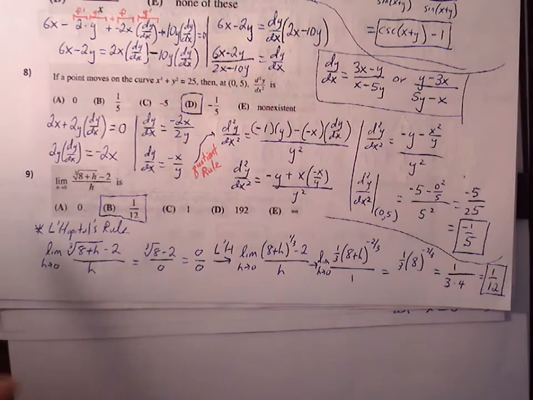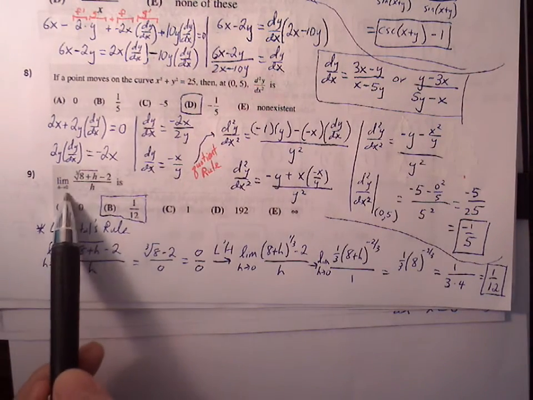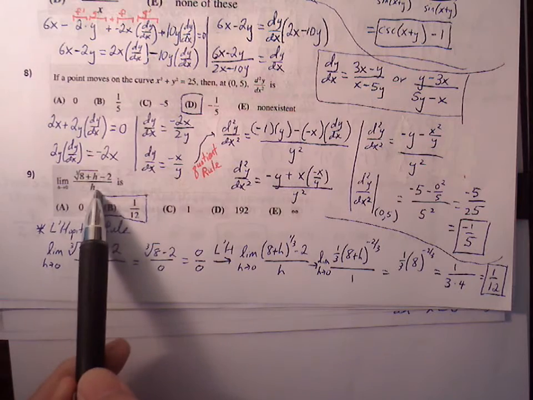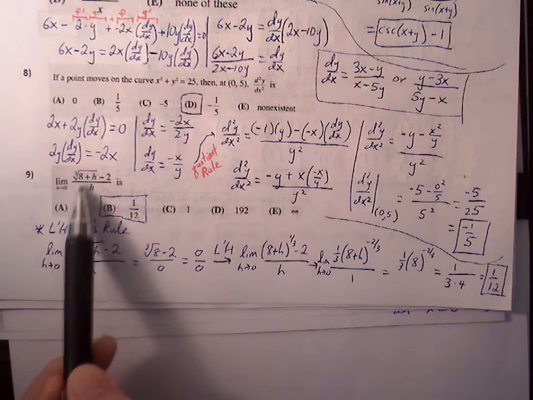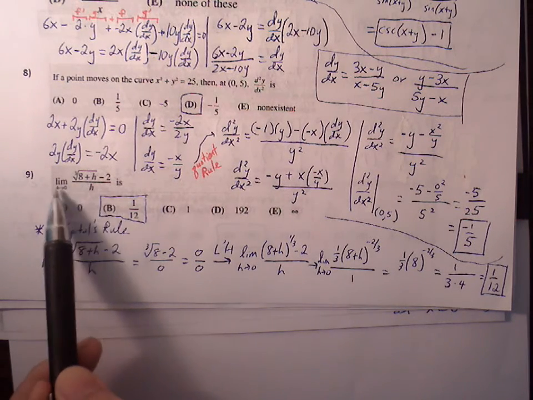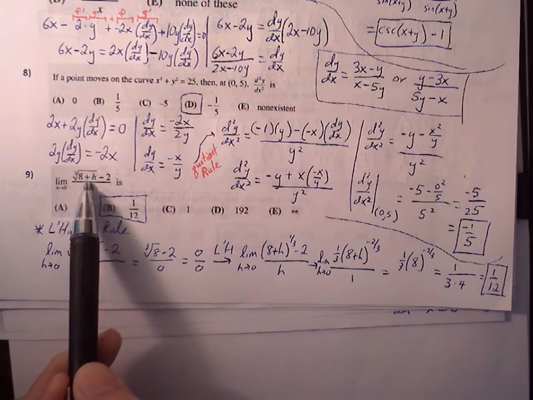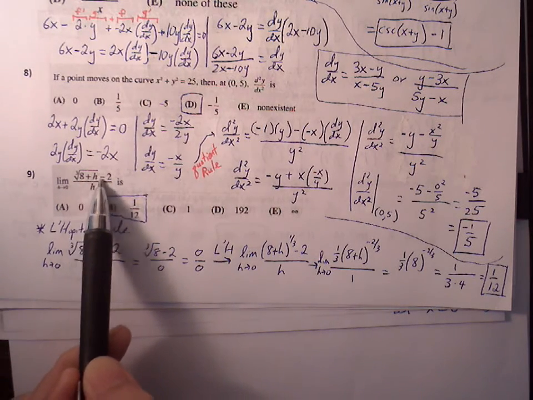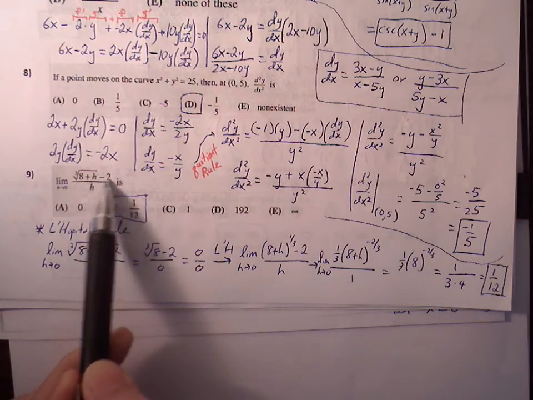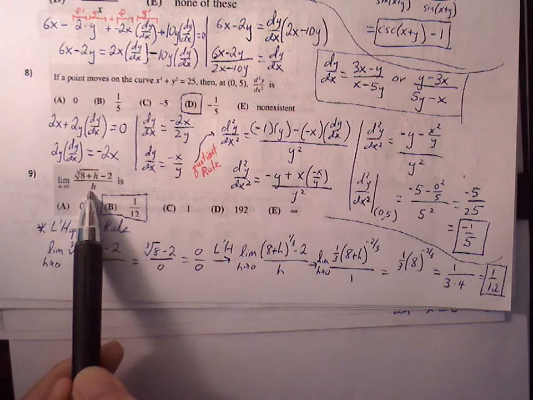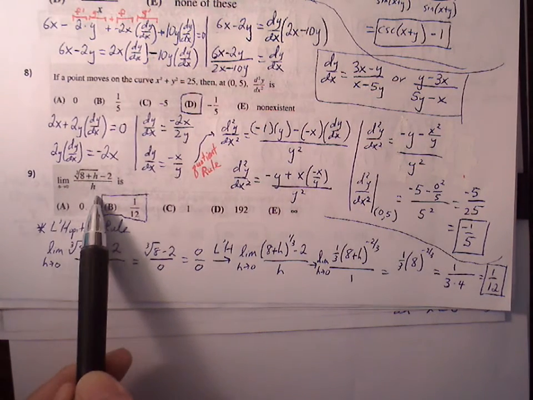Okay, number 9. Limit as x approaches 0. We have a funny looking expression here. Let's just go ahead and always evaluate the limit. Right? If we evaluate the limit, see what we get. If I plug 0 in for h, I get cube root of 8 minus 2. Cube root of 8 is 2. 2 minus 2 is 0. Denominator is also 0. So we get 0 over 0.